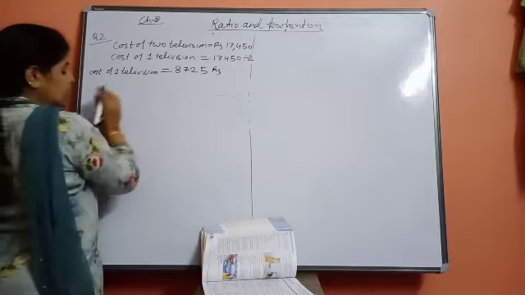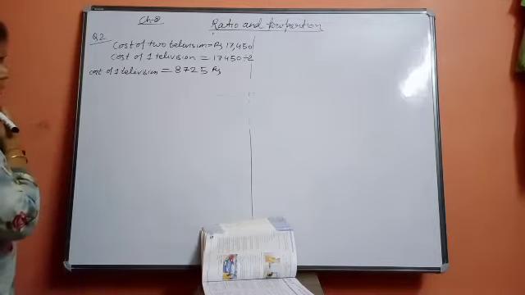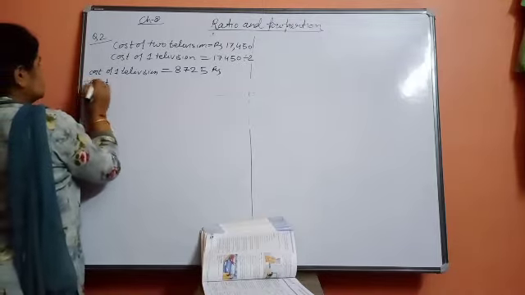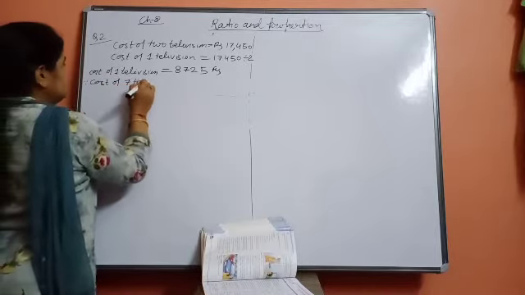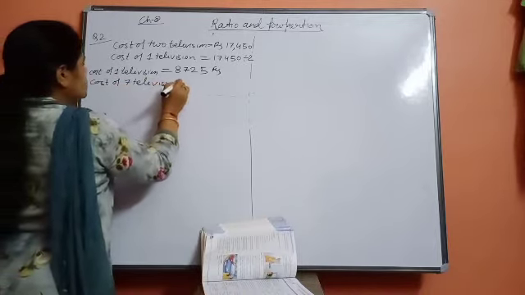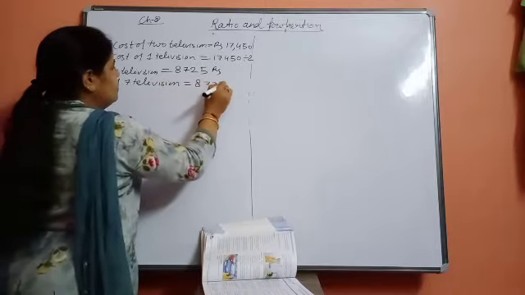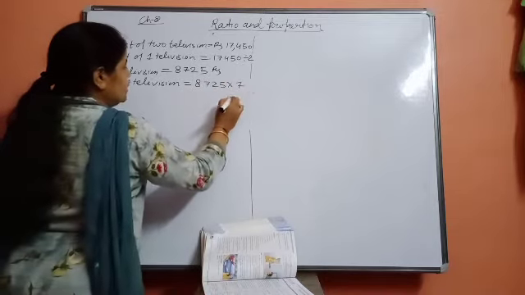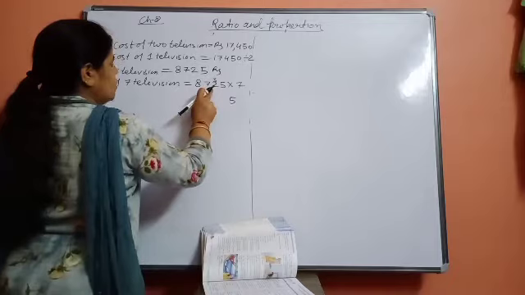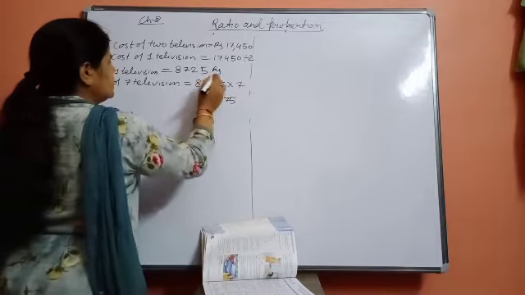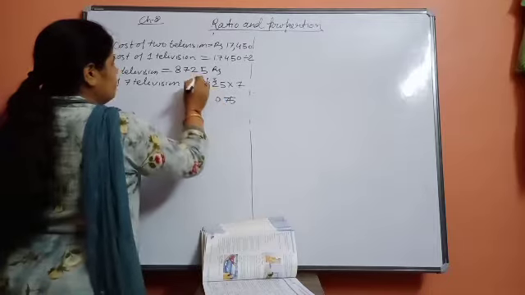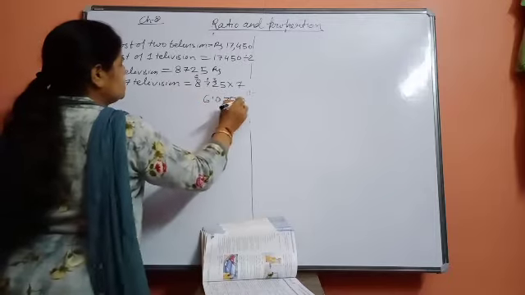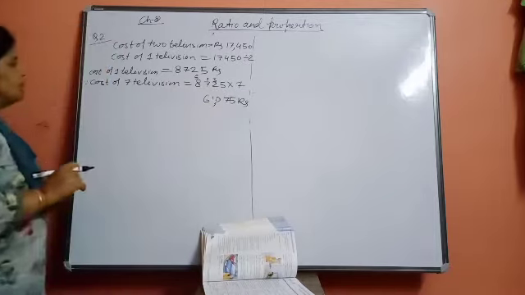So what is the next thing? The cost of how many televisions do you have to find? 7 televisions. So the cost of 7 televisions is equal to 8725 multiplied by 7. See how much it is coming: 7 5s are 35, 3 carry; 7 2s are 14 plus 3, 17; 1 carry; 7 7s are 49 plus 1, 50; 5 carry; 7 8s are 56 plus 5, 61. So this much rupees will be the cost of 7 televisions.